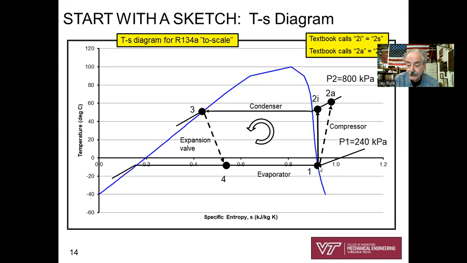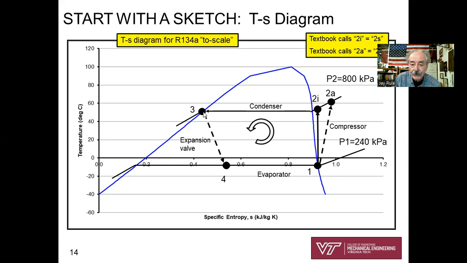All right. We're coming into the compressor as saturated vapor. We're on the dome. We're going to study the isentropic compressor process, 1 to 2i, but we're going to recognize our compressor is adiabatic but irreversible. So we're going to be going on a dashed line, an irreversible process to state 2a. Your book's going to call this state 2. I like to call it 2a. And our condenser pressure is 800 kPa. We're coming into the compressor at 240 kPa. Come out of the compressor at a high pressure into the condenser.